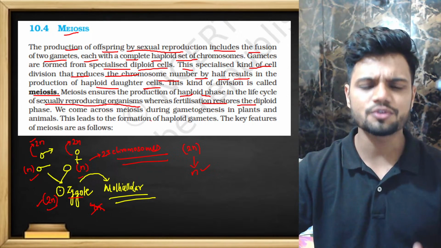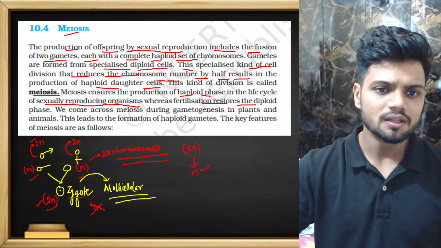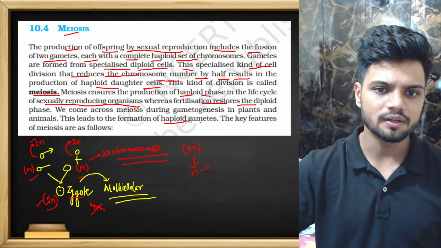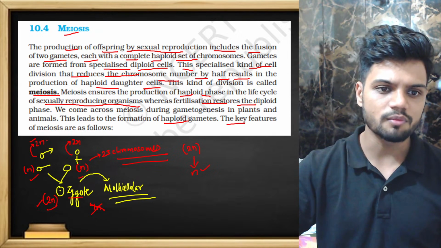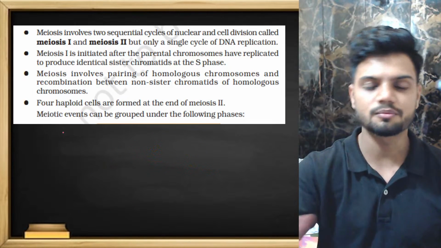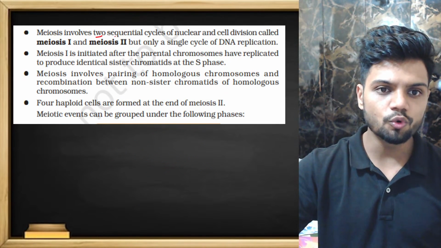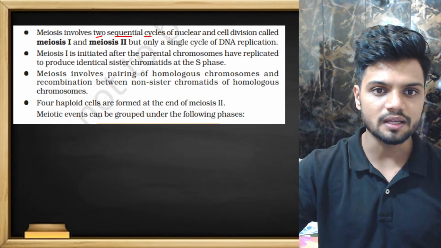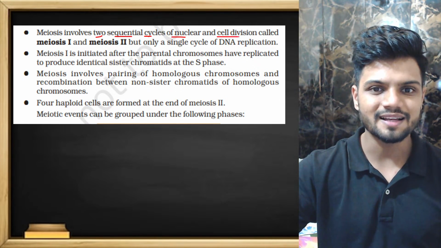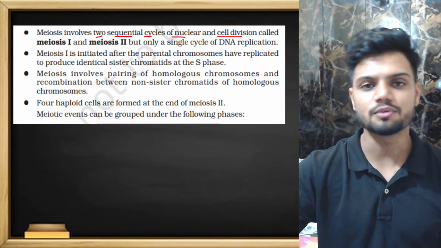All of you know spermatogenesis, oogenesis, right? This leads to the formation of haploid gametes. The key features of meiosis are as follows. What are the key features of meiosis? Understand. Now, meiosis involves two sequential cycles of nuclear and cell division called meiosis 1 and meiosis 2.